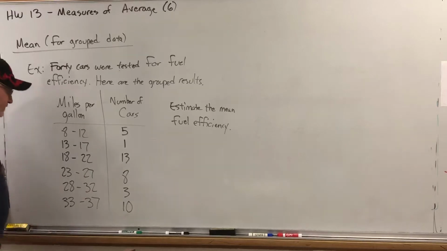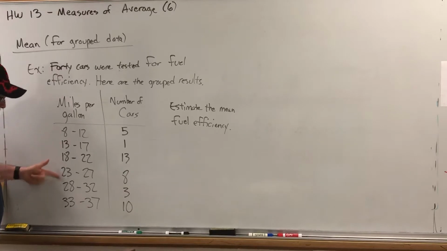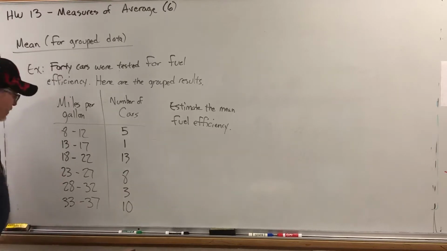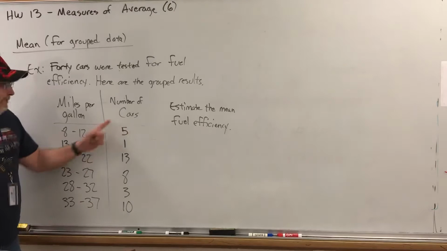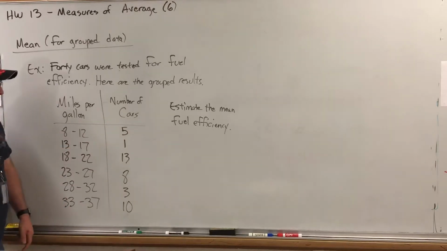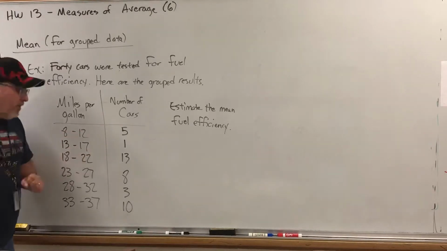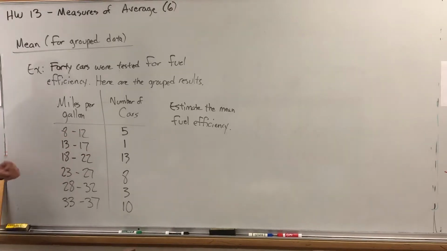On the left, we have the miles per gallon to measure the fuel efficiency, grouped in values with a class width of 5. I can tell because 5 is how much you add to get from one lower limit to the next. So for example, 5 of the cars tested had a fuel efficiency between 8 miles per gallon and 12 miles per gallon. Only 1 car tested had a fuel efficiency between 13 miles per gallon and 17 miles per gallon, and so on.